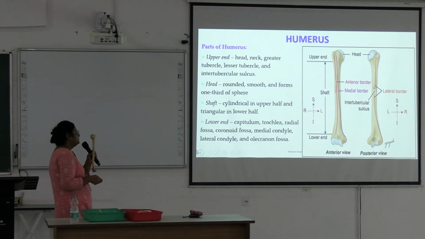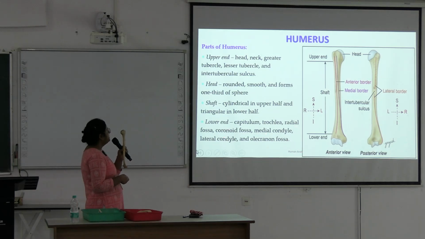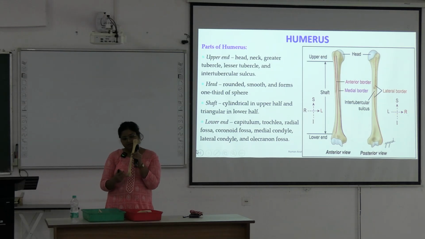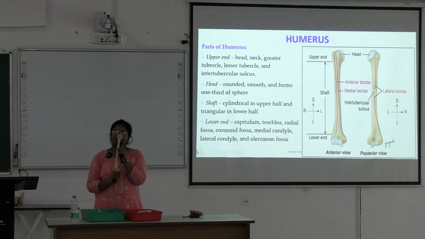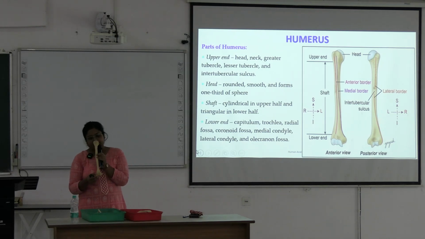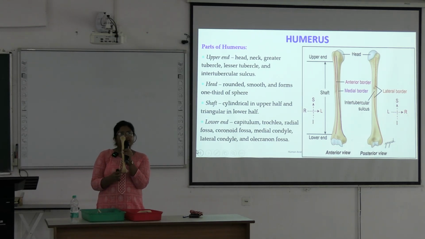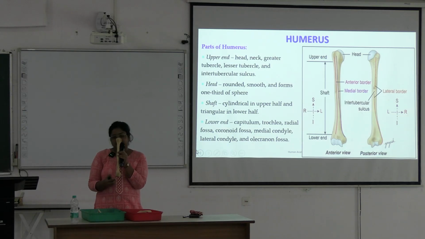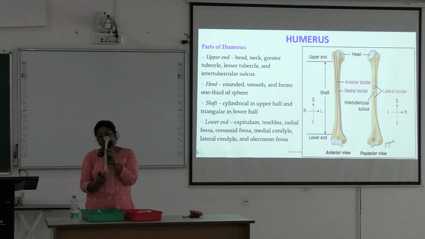Next is the lower end. This part is the lower end of the humerus. It has a capitulum, trochlea, radial fossa, coronoid fossa, medial epicondyle, lateral epicondyle and olecranon fossa. See here, this is the lower end. On the two sides, 2 projections are there. Medial projection is known as medial epicondyle. Lateral projection is known as lateral epicondyle. Okay. And this rounded part on the lateral aspect is known as the capitulum. And this pulley-like structure lying medial to the capitulum is known as the trochlea.